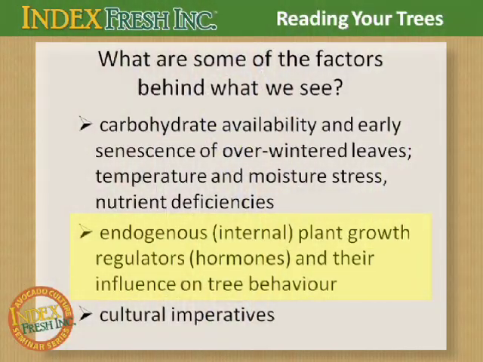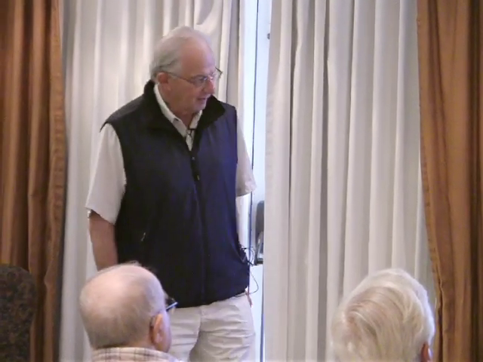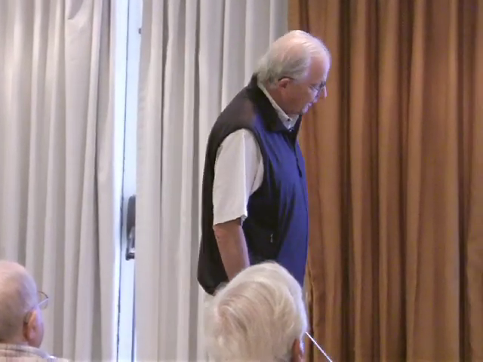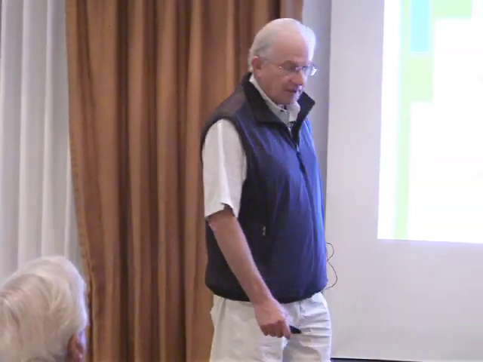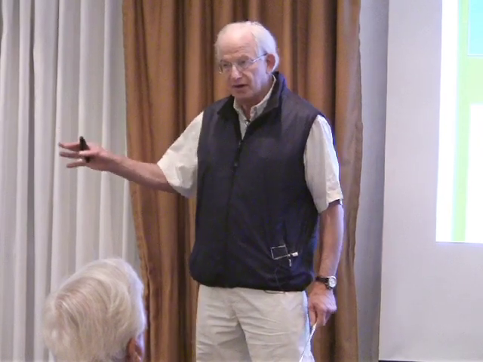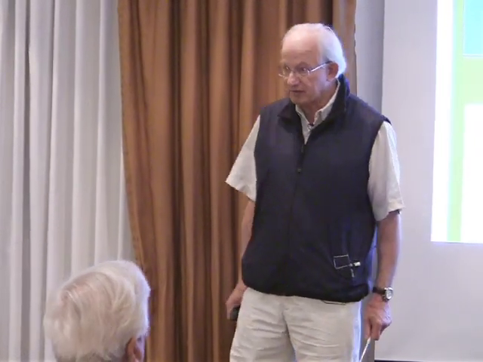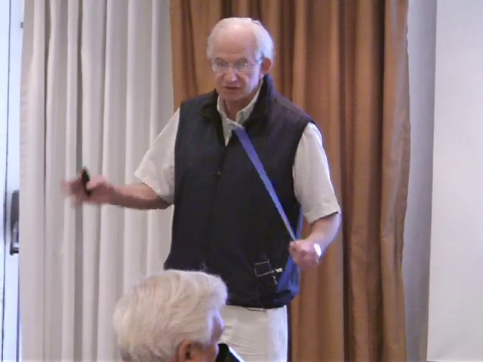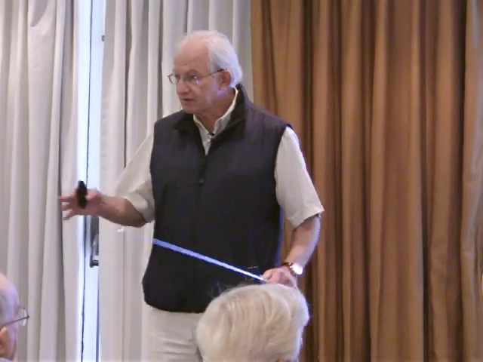And secondly, we have this issue of endogenous, another word for that is internal, plant growth regulators, which are also known as hormones, and their influence on tree behavior. And we have 5 major hormones. We have gibberellins, cytokinins, auxin, abscisic acid, and ethylene. And they all work differently. Some are beneficial, some are much less beneficial. And they're all involved in each and every one of your trees in different degrees.